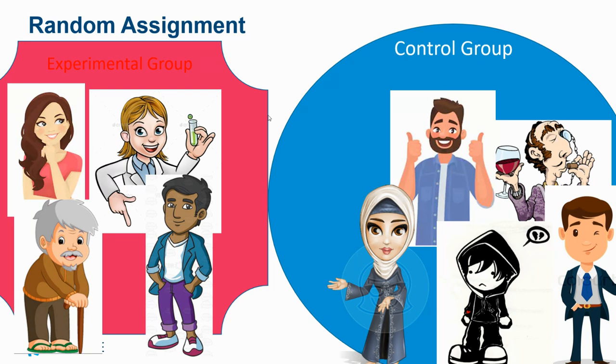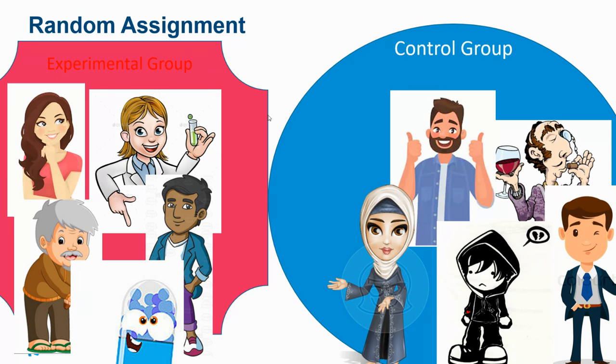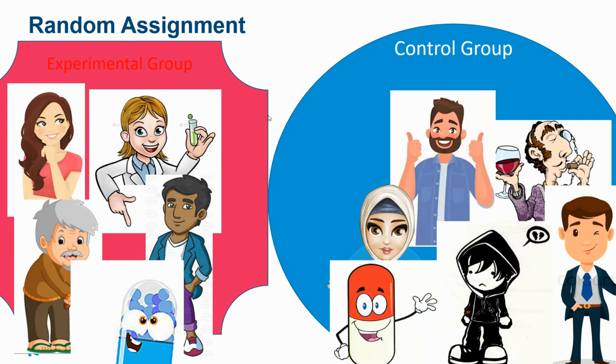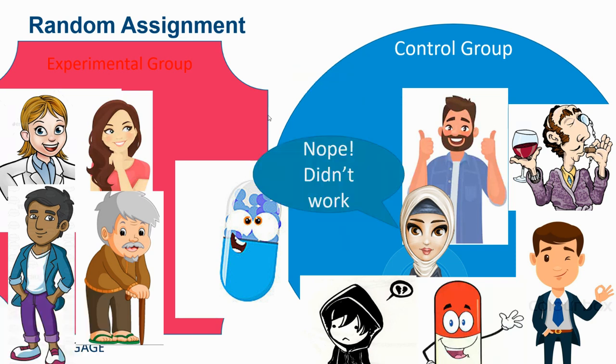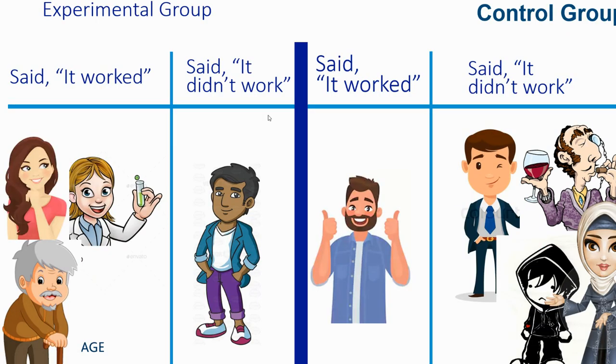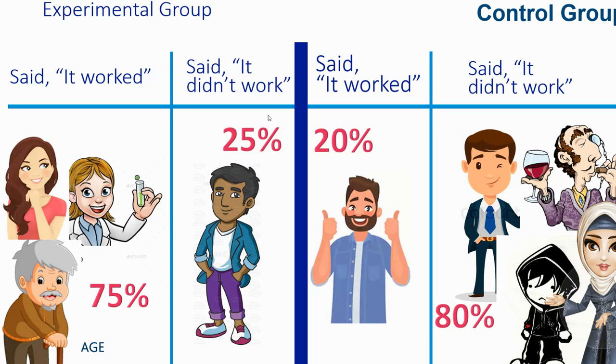Okay. Now, what's going to happen is still the same thing. I'm going to give my experimental group the blue pill, and I'm going to give my control group the red pill here. And when I measure it out, some people are going to say it worked, and some people are going to say that it didn't work. Well, if I just listen to them, some of them said it worked and some of them said it didn't work. Which one is which? Well, I'm going to measure it, and I'm going to see in my experimental group how many people said that it worked, how many people said that it didn't. In my control group, how many people said that it worked, how many people said that it didn't. And when I measure them out, I'm going to find out that 75% of the experimental group said that it worked, and only 25% said that it didn't. And in my control group, 20% said that it worked, and 80% said that it didn't work.